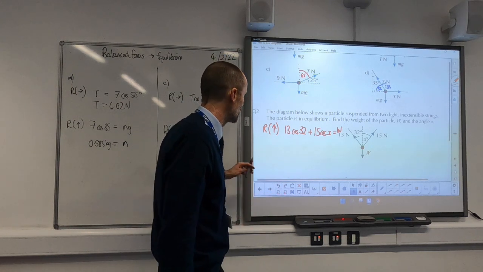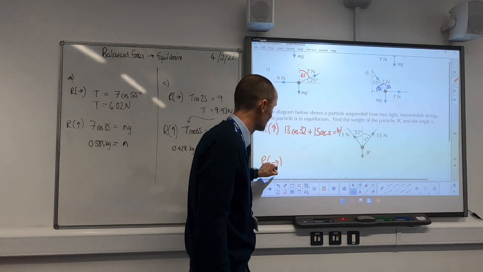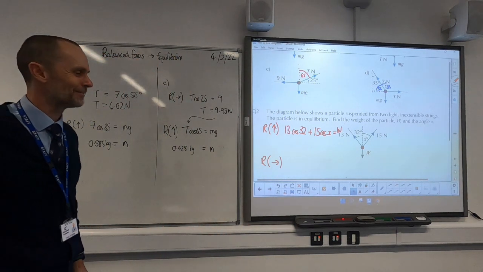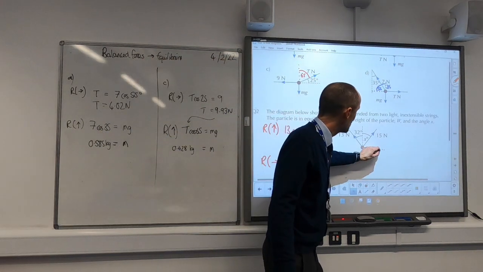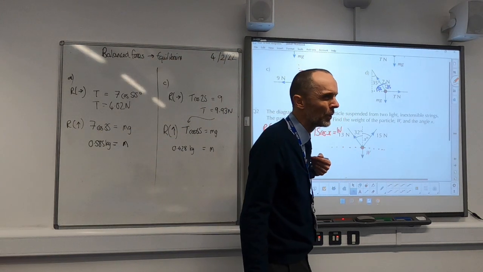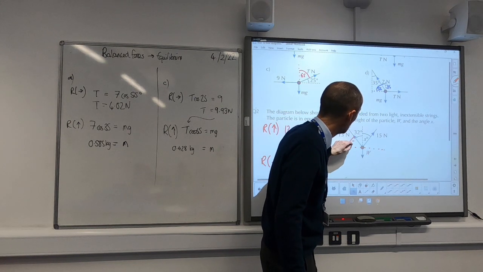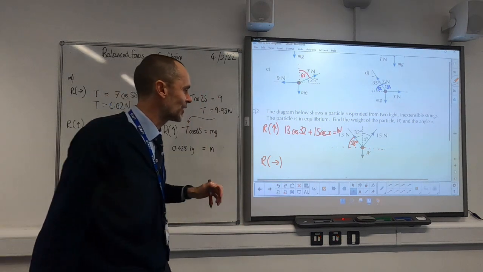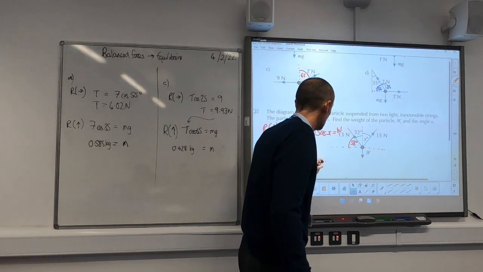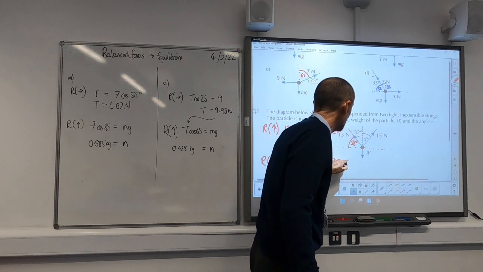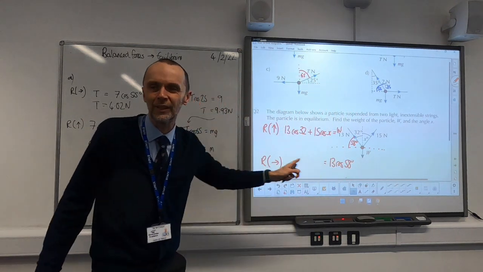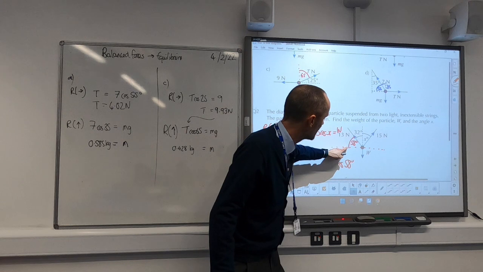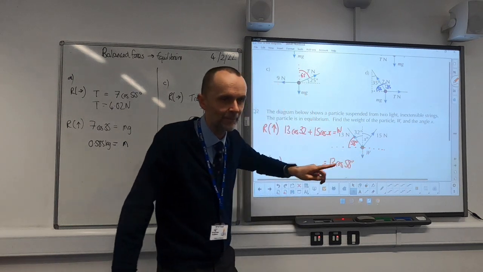So I'm going to now resolve horizontally. If I now go horizontally, I've got a bit of a problem with my 'I want to know all the angles' approach. So that's going to be 58. So the force going that way is going to be 13 cos 58. And it doesn't matter which way round you put these two things. The force going that way is that force multiplied by the cos of the angle.